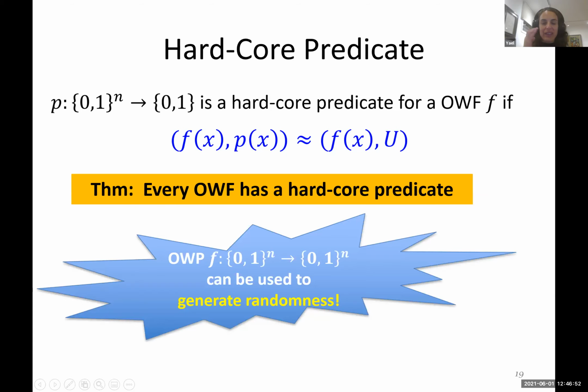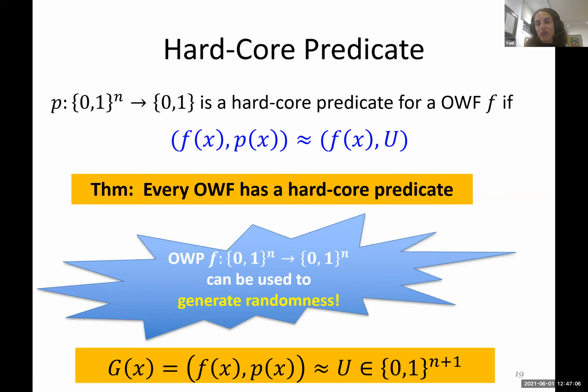Okay. Now I want to say, you take a one-way permutation f, because it has a hardcore predicate, it can be used to generate randomness. And here is the idea. Here's how you generate randomness. This is it. This is the beauty. G is going to be a randomness generator. And here is how it generates randomness. It takes an n-bit random string, and it will generate an n+1 bit random string. Or not really random, but computationally looking random.